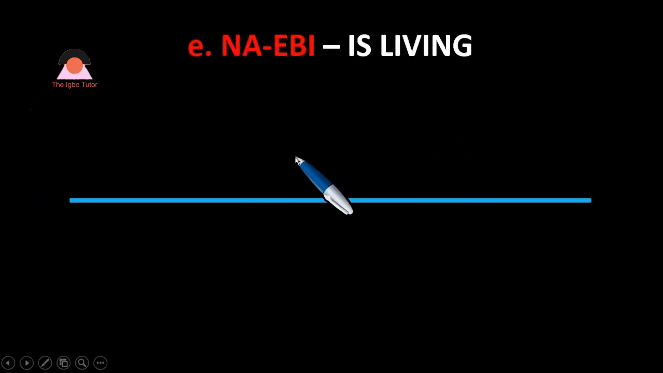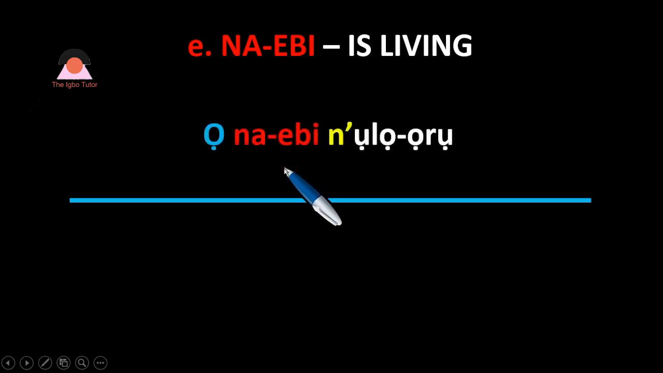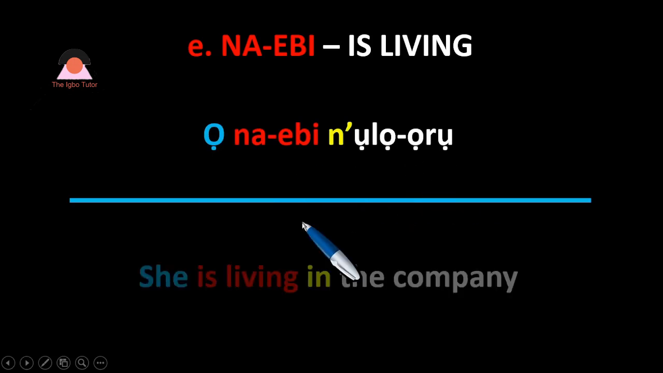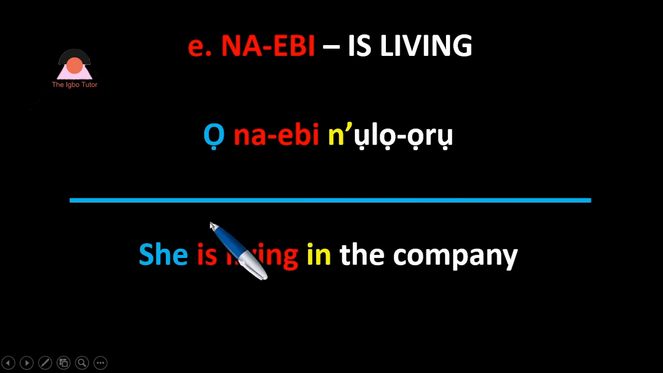Move on to the next one, which is na ebi. I told you we can say na ebiri, but na ebi is more appropriate this time. Is living. We have our sentence now, which is ọ na-ebi n'ụlọ ọrụ. Ọ na-ebi n'ụlọ ọrụ, which means she or he. In Igbo, she or he goes for ọ. Both are the same. There's no gender in ọ. Ọ na-ebi n'ụlọ ọrụ. She is living in the company.